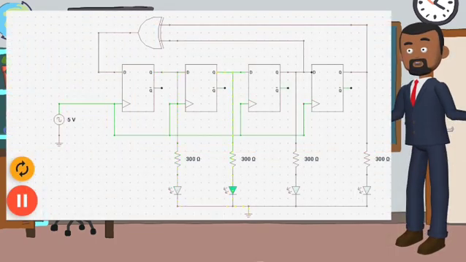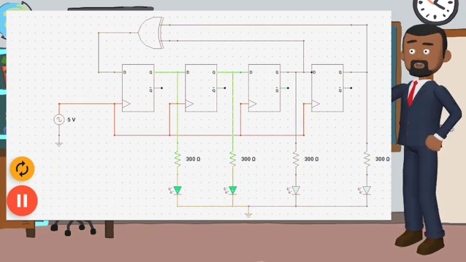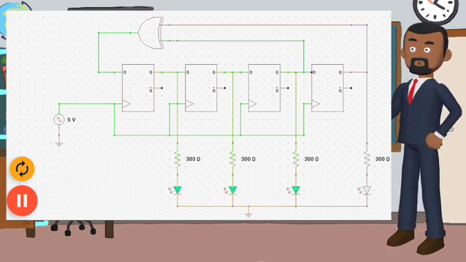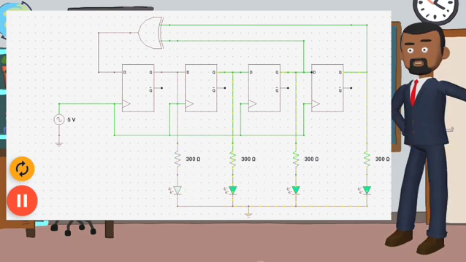Now, let's take a look at this circuit. A PN sequence generator circuit uses shift registers and XOR gates to produce a repeating binary pattern. Here's how it works. The circuit includes a shift register made up of flip-flops.